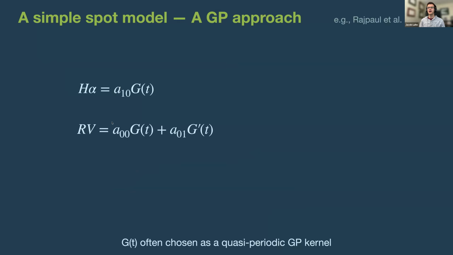And in this approach, the H alpha is modeled as a GP kernel, and the RVs are a sum of that same latent kernel and its first derivative. And so this is directly modeling these convective and rotational components.